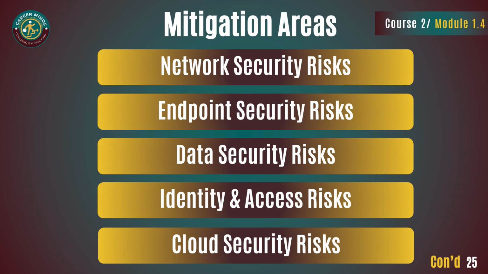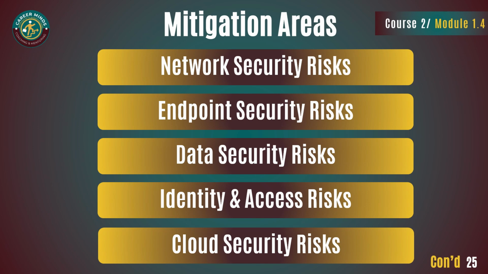Another category is identity and access risk. Best mitigation strategies would be multi-factor authentication MFA and role-based access control RBAC. And best practices would be to enforce strong password policies and limit privileges. Let's look at one or two more.